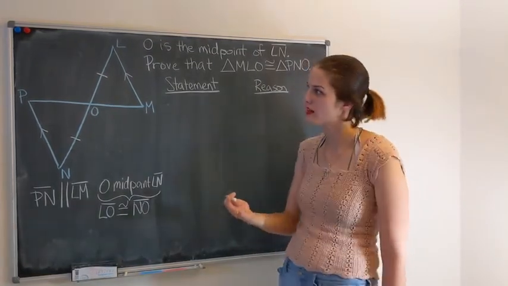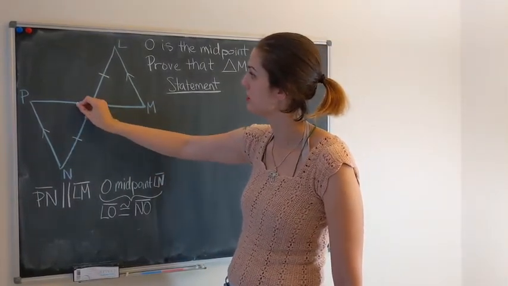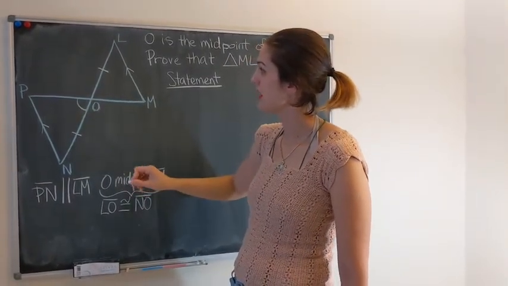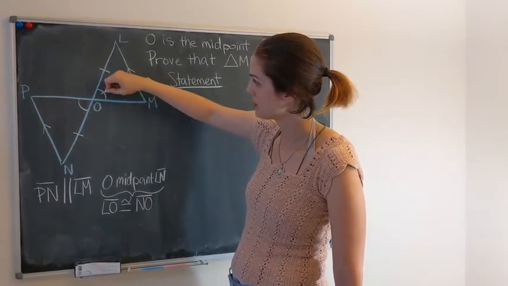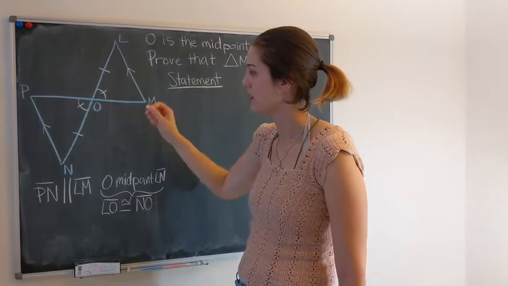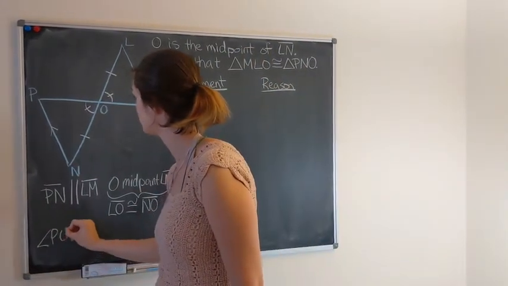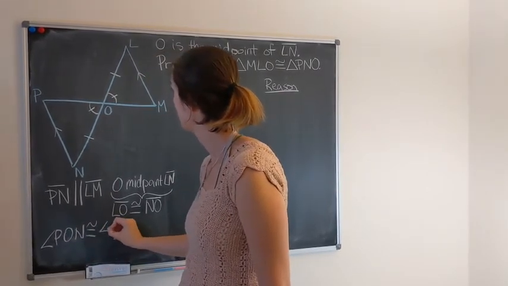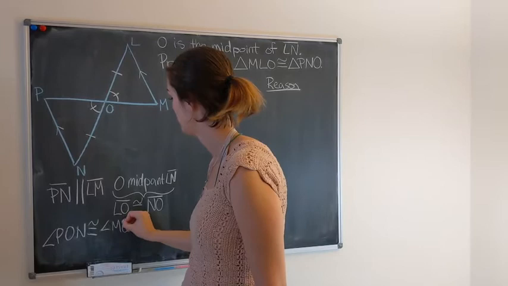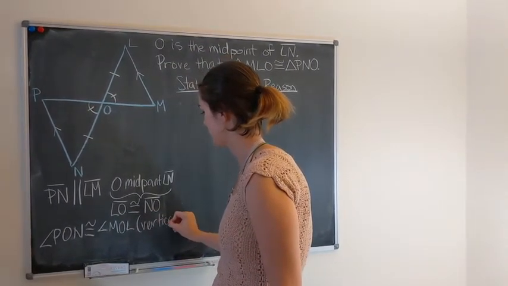The first thing that I notice looking here is that we have a pair of vertical angles. Right? PON and MOL are vertical angles, and we know by the vertical angle theorem that vertical angles are always congruent. So I'm going to make a note that I know that PON is congruent to MOL, and that the reason I know that is that they're vertical.